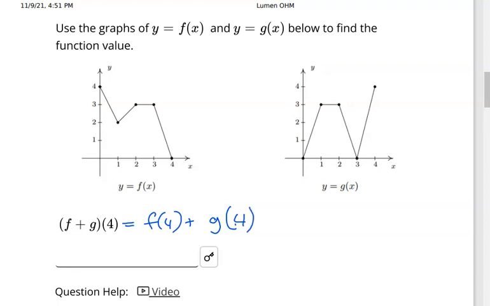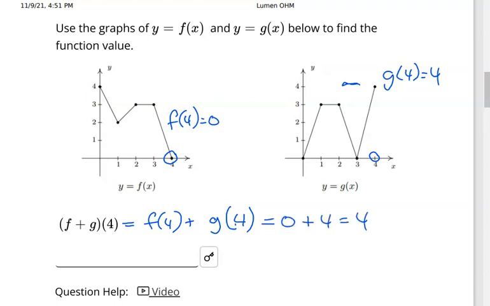Okay. Well, f of 4, here's the value, so f of 4 is 0. And over here, we have a 4 here, and then you get the value of 4 out, so g of 4 equals 4. Therefore, f of 4 plus g of 4 equals 0 plus 4 equals 4.